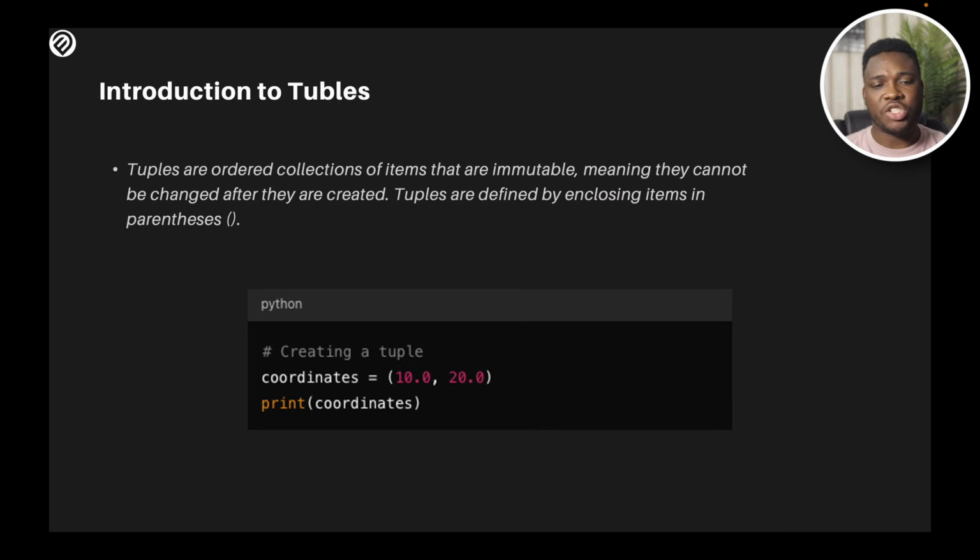One of the ways to know something is a tuple is that it has the parentheses, unlike the list that has the square brackets surrounding it. To create a tuple, you just assign a variable, and you assign it a tuple. You use the parentheses, and you have 10.0, 20.0, these are just floats, and you can print the value of this tuple. This is just how you could create a simple tuple.